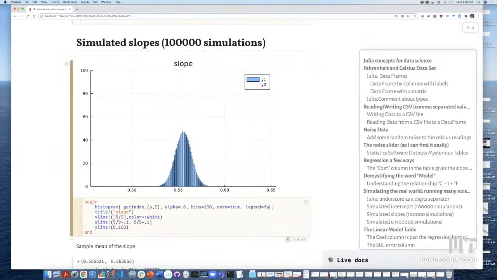So the slopes also seem to have a normal distribution. The true slope is 5/9 or 0.555, and so that's what I have in the middle. But again, you may be off because after all, the real world is noisy. What's really happening here is that you're seeing that the real world is noisy, but in a sort of structured way.